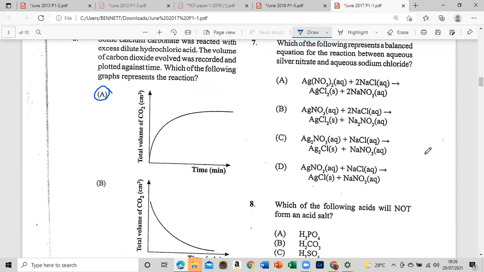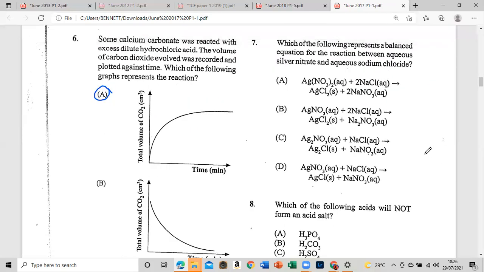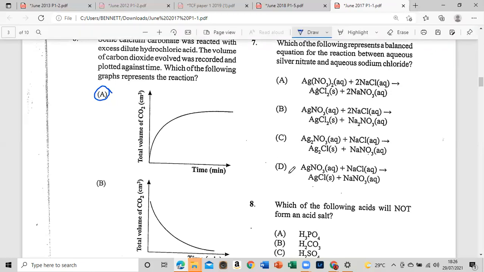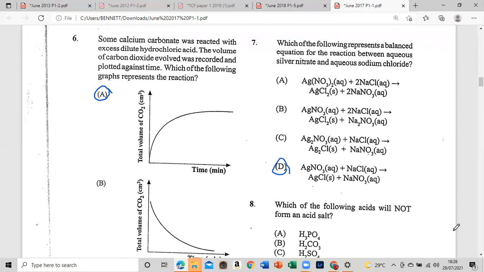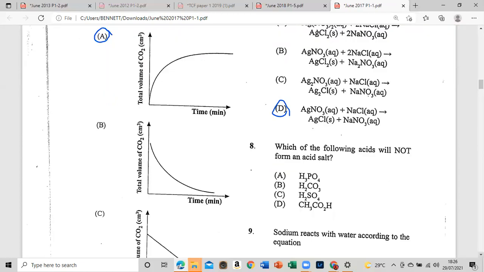Alright, on to number 7. Which of the following represents a balanced equation for the reaction between aqueous silver nitrate and aqueous sodium chloride? Inspect them very carefully, and that is D. Number 8, which of the following acids will not form an acid salt? That would be D.